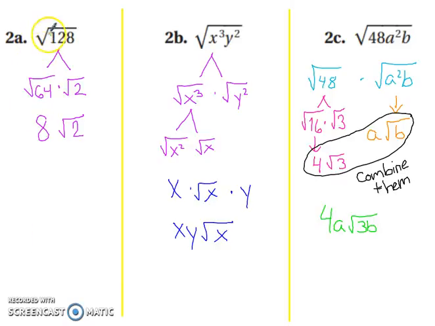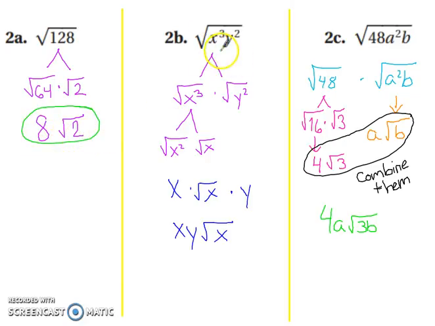So this first one, we had the square root of 128. We can separate that into the square root of 64 times the square root of 2. The square root of 64 is 8. We can't really simplify the square root of 2 any further and not end up with a decimal. So we're just going to write the square root of 2. So our end product here is 8 times the square root of 2.